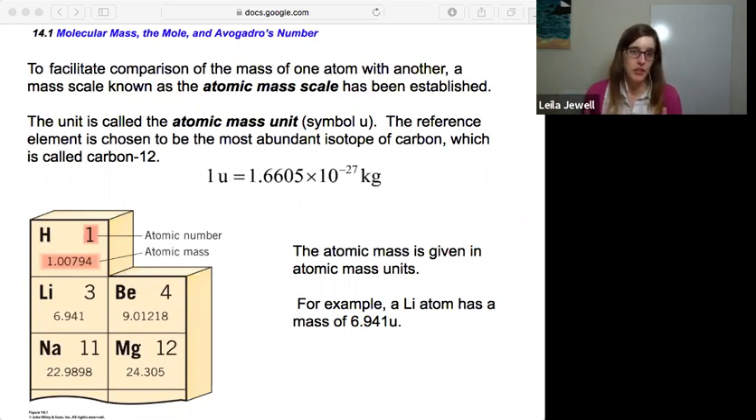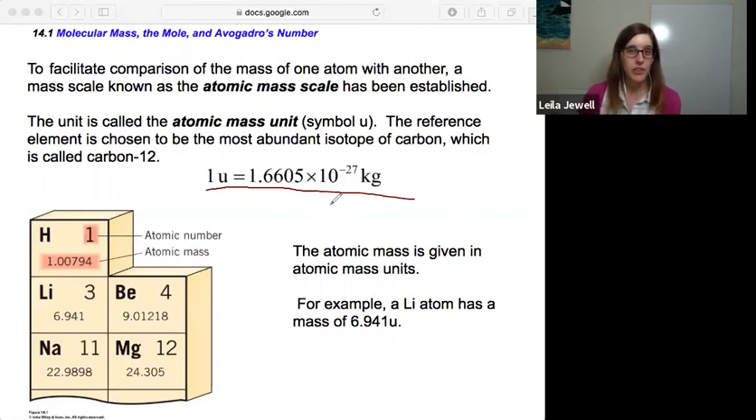The reference element that's chosen is the most abundant isotope of carbon, which is carbon-12. So the atomic mass unit was defined based on carbon-12. It said that carbon-12 is exactly 12 U. What is a U? Well, a U, it turns out, is a tiny, tiny fraction of a kilogram. Here we have the conversion factor, right? One atomic mass unit is 1.6605 times 10 to the negative 27 kilograms. Whew, that is tiny. And that's because atoms are tiny.